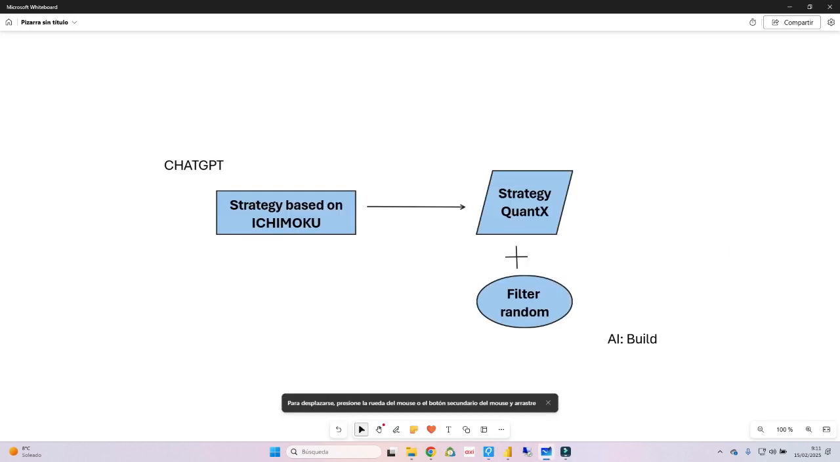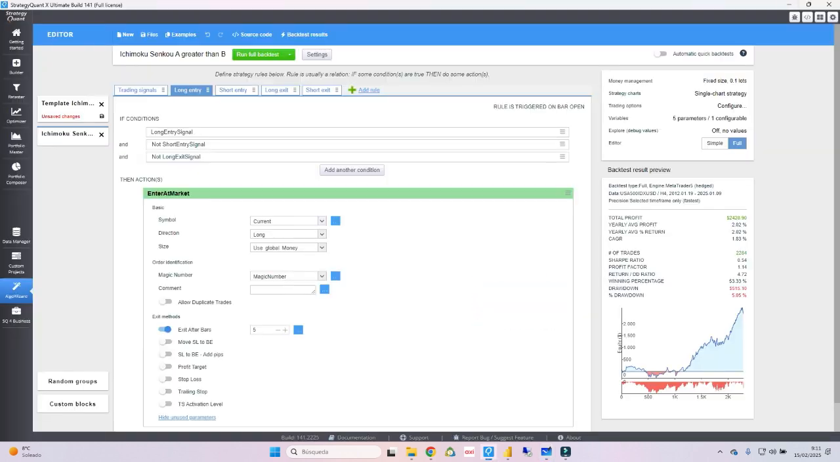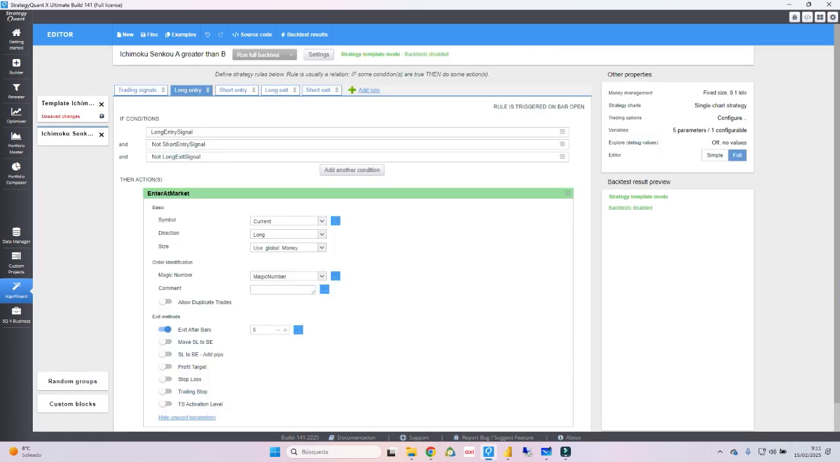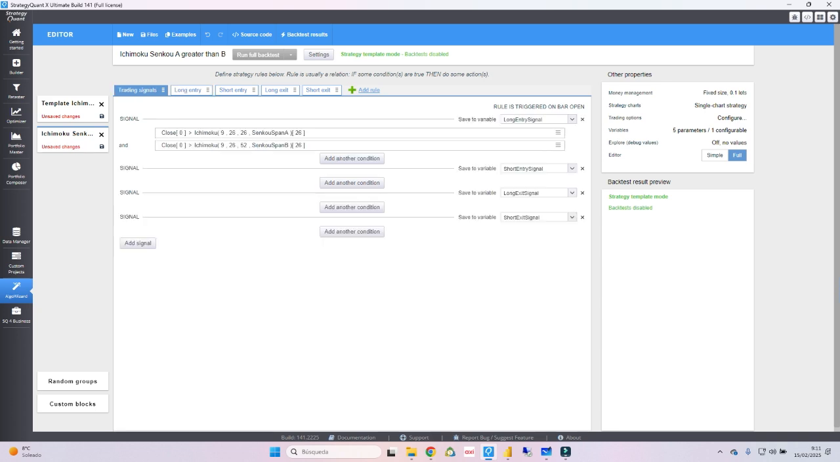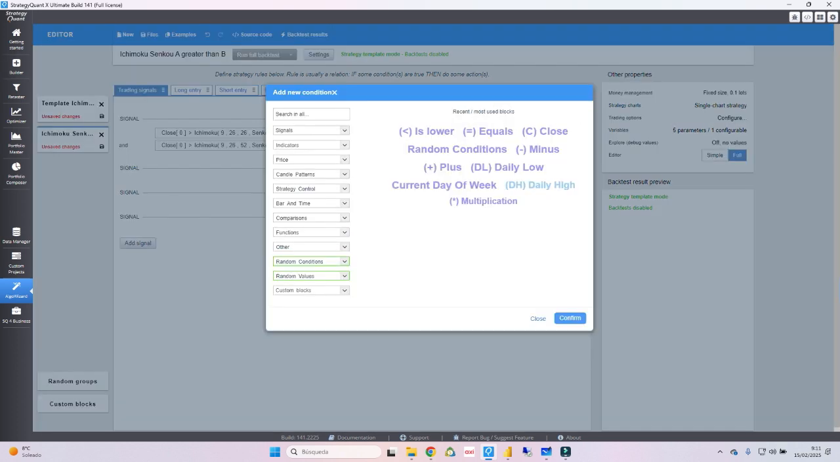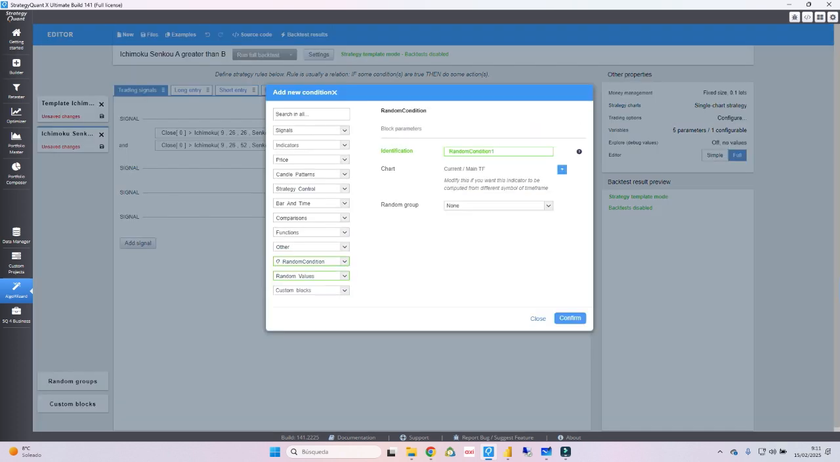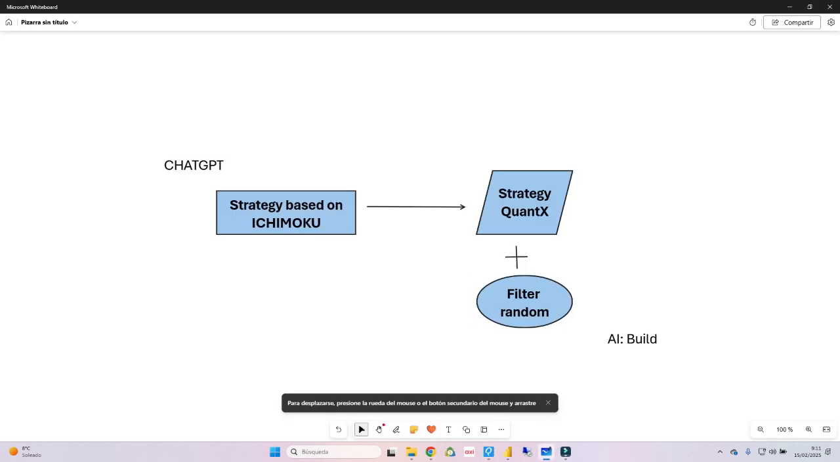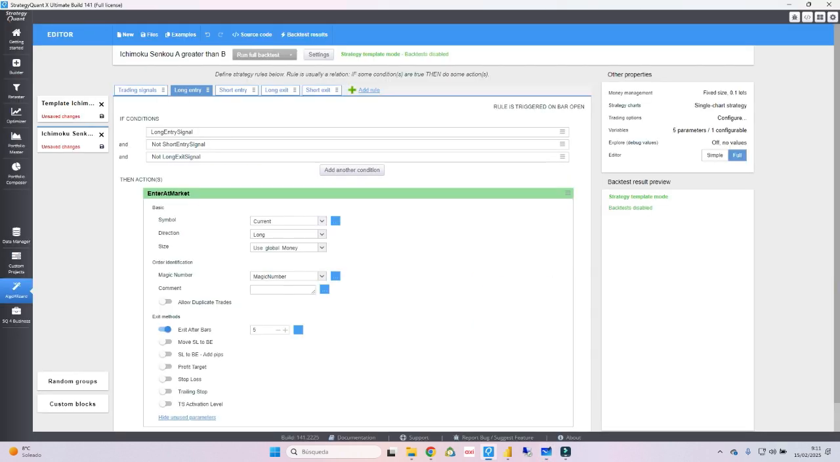As we mentioned before, we are gonna add a random filter condition to make this even more profitable. For that, I need to activate this advanced feature, which is to save it as a template. So we are gonna use the template in Builder. For that, I'm gonna add a random condition here. This is the filter that we said that we are gonna add.